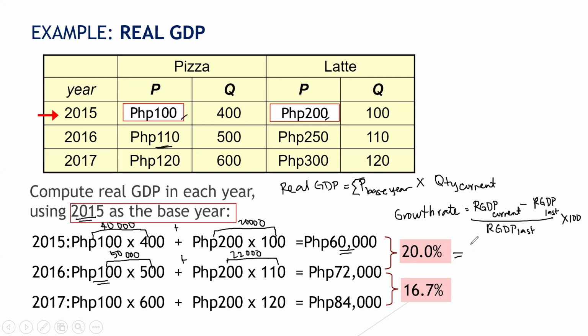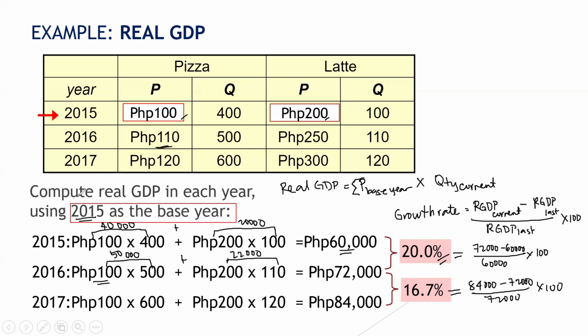Like here, for example, the growth rate from 2015 to 2016, we have here 72,000 minus 60,000 over 60,000 times 100. So using your calculator there, you can get the amount of 20%. Same here from 2016 to 2017 when we compute the growth rate. So we have here 84,000 minus 72,000 divided by 72,000 times 100. So the value here is 16.7%. So this is how we compute the real GDP and its growth rate.